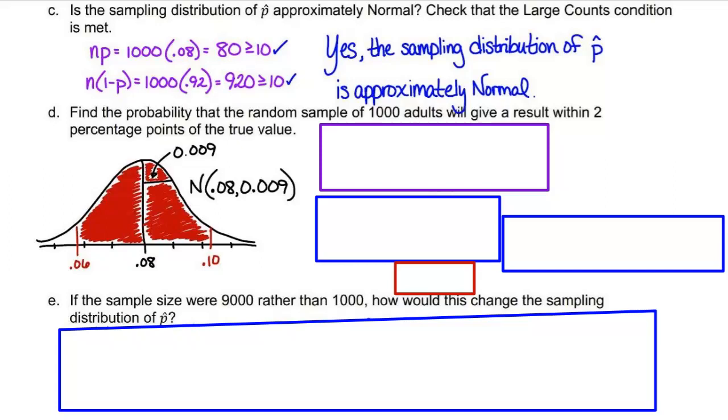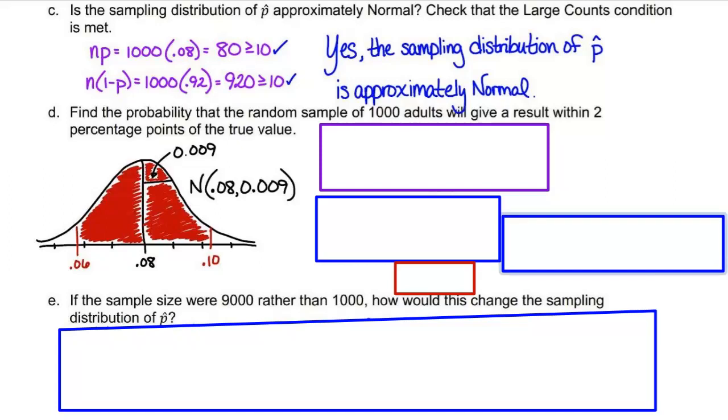We know the mean, 0.08. We know the standard deviation, 0.009. Within 2 percentage points, so within 0.02. So I add 0.02, that takes it up to 10%. And I subtract 0.02, that takes it down to 6%. What would I want to do from here? Now that I've got my picture all drawn out, what would I do next?